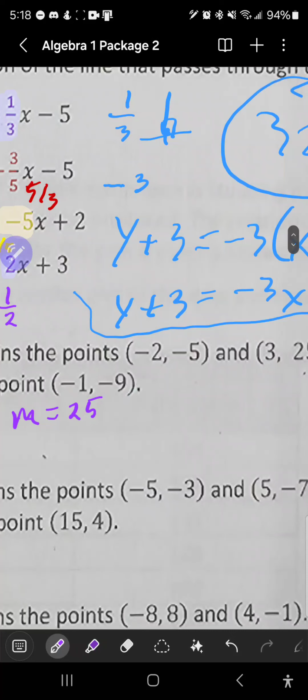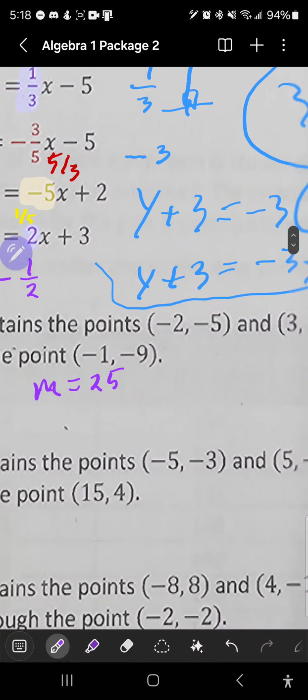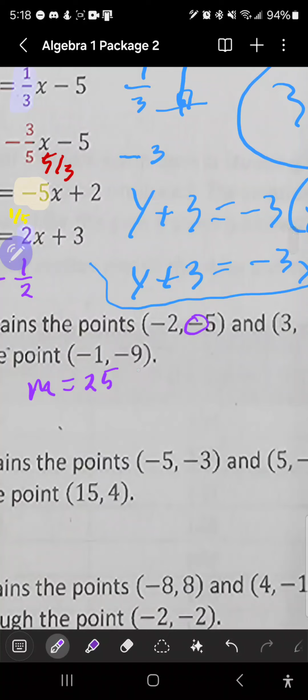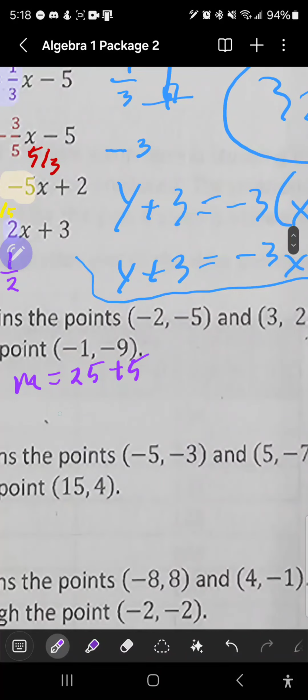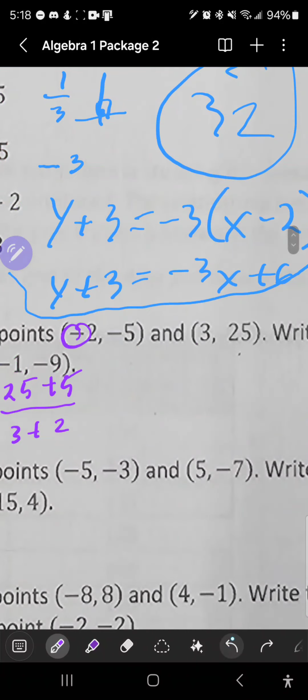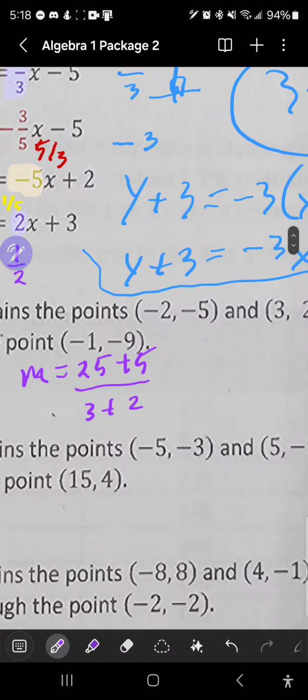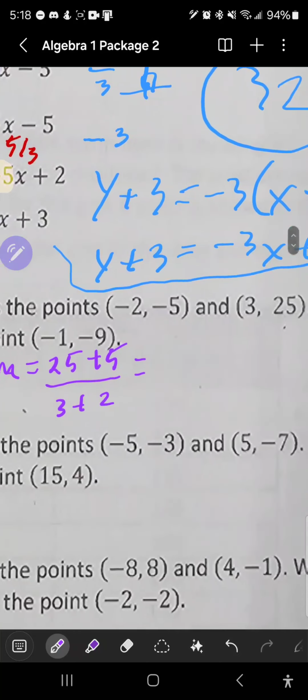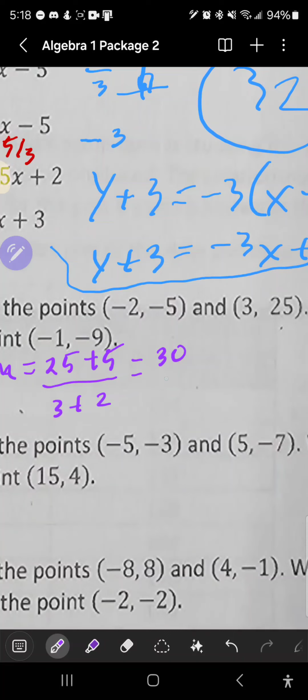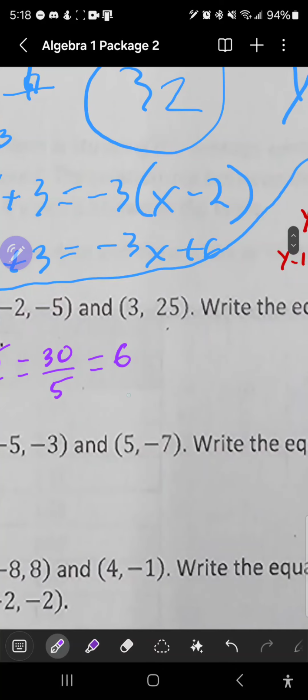Okay, as I said before, the formula is y minus y1, but minus and minus is plus, positive, so plus 5, and then 3 minus minus 2. It will be positive because they are the same sign. So we keep going. 25 plus 5, 30. 3 plus 2, 5. And 30 divided by 5 is 6. And this is going to be our slope.